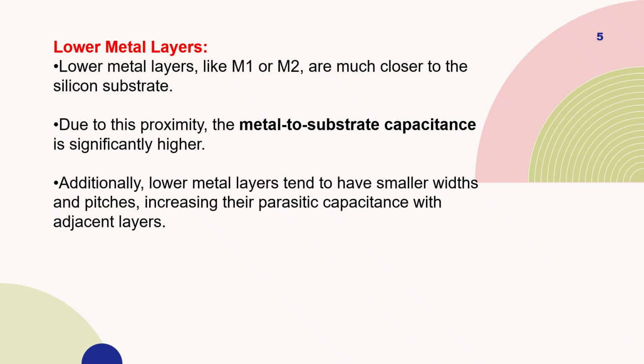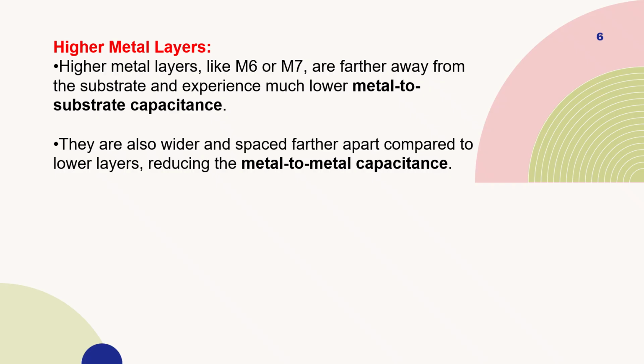So there are two main reasons: one is metal to substrate capacitance and the other is mechanical stress. You have to give these two answers. Higher metals like metal 6 and metal 7 are farther away from the substrate, as I said, and experience lower metal to substrate capacitance. These are also wider in spacing, farther apart compared to lower layers, reducing the metal to metal capacitance. So in conclusion, metal 1 has a higher capacitance with respect to the substrate as compared to top metal.